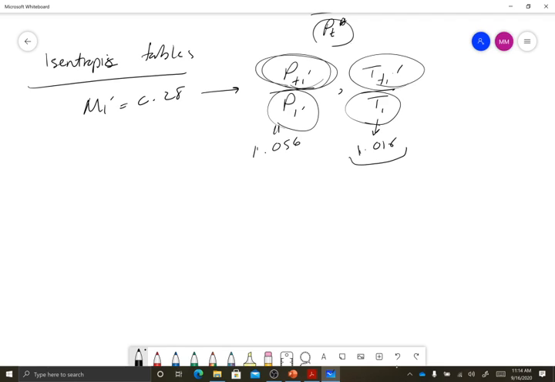Okay. Then part C. We want to find the choking heat transfer rate. How should we find that?